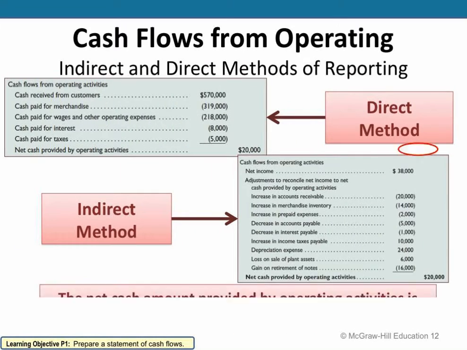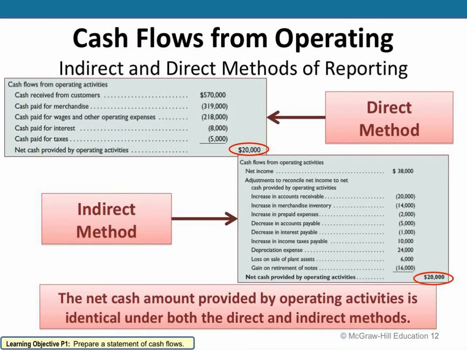These are two different methods used for determining cash flows from operations. The examination of the cash account directly is known as the direct method, where you look for changes in those cash accounts. Looking at the non-cash accounts is known as the indirect method. Either of these methods will get to the same net cash provided by operating activities. Here in this example, $20,000.